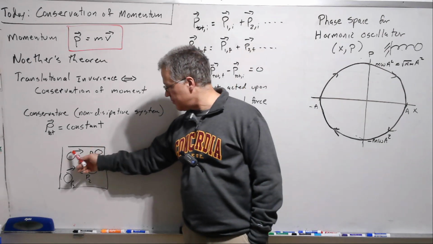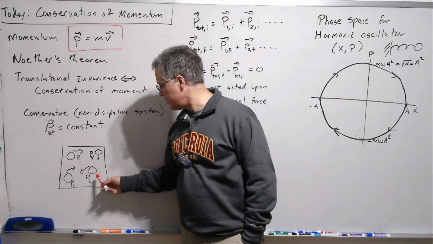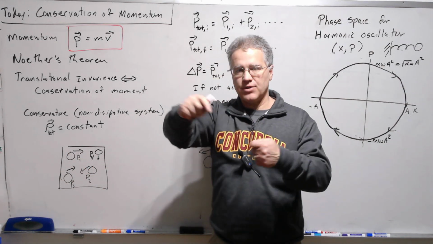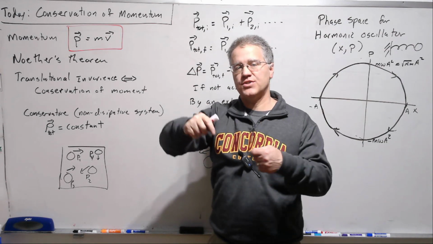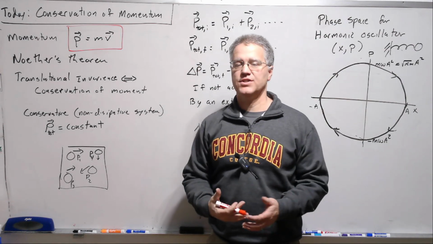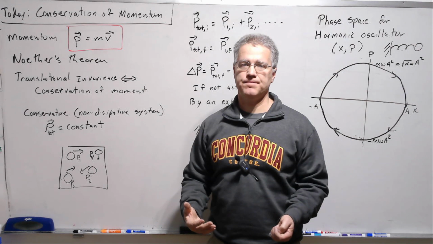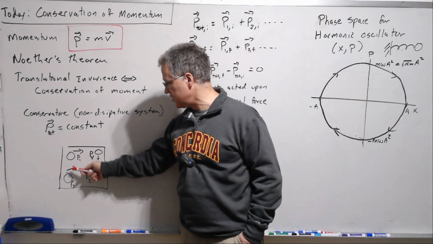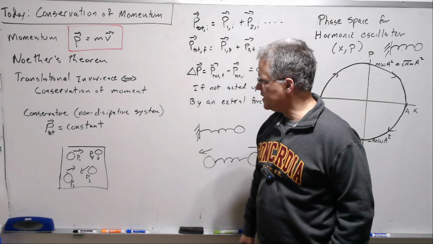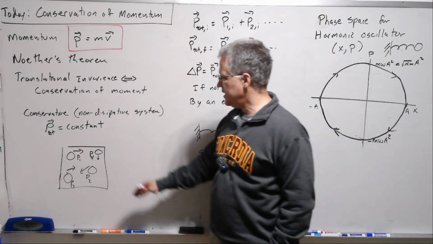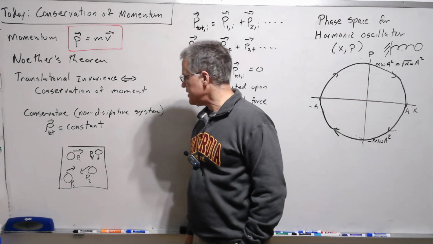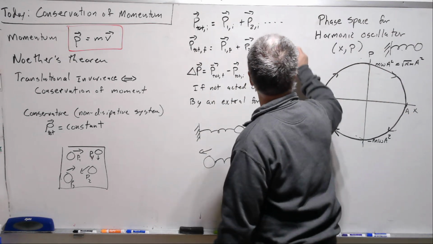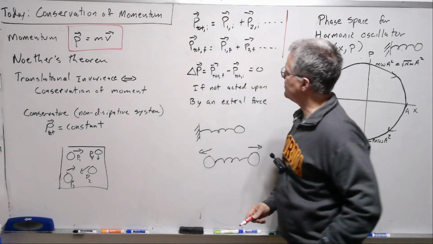So we could have any number of particles, Avogadro's number if we wanted to, in a container. And these particles are bumping into each other, bumping into the walls. The individual particles are changing their momentum. But the overall total momentum, if we were to add up the momentum vectors for all of these particles, is constant.